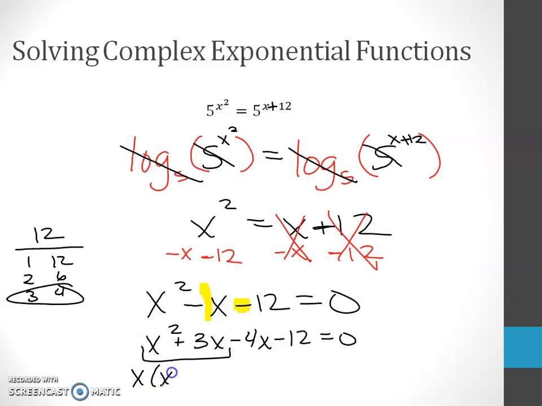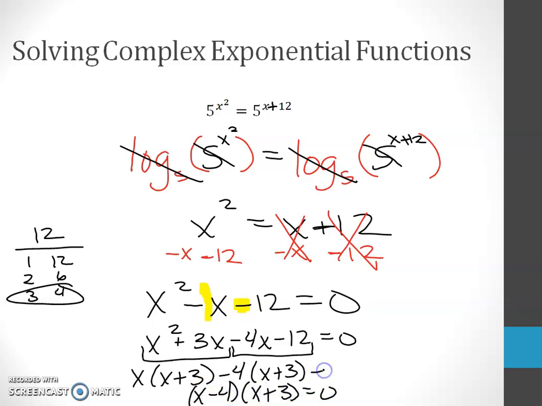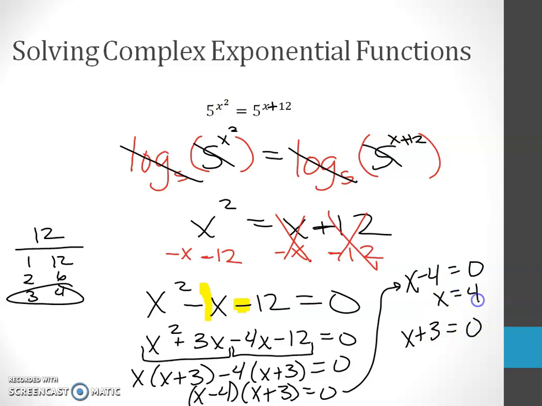I can pull an x out of that, which gives me an x plus 3. I can pull out a negative 4 here, which gives me an x plus 3. So my factors on this are going to be x minus 4 and x plus 3 equals 0. Now remember, when you get your factors equal to 0, you have to set each factor equal to 0 to find your final answers. I get that x equals 4, and I get that x equals negative 3. So we have 2 answers on this one. And remember, the fact that it's squared is what's telling us we're going to end up with 2 answers there.